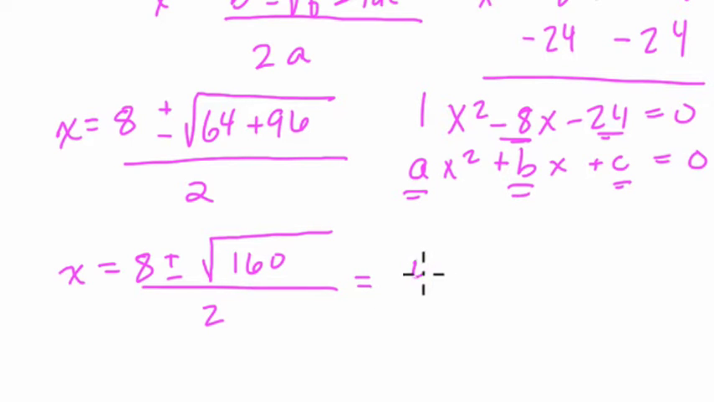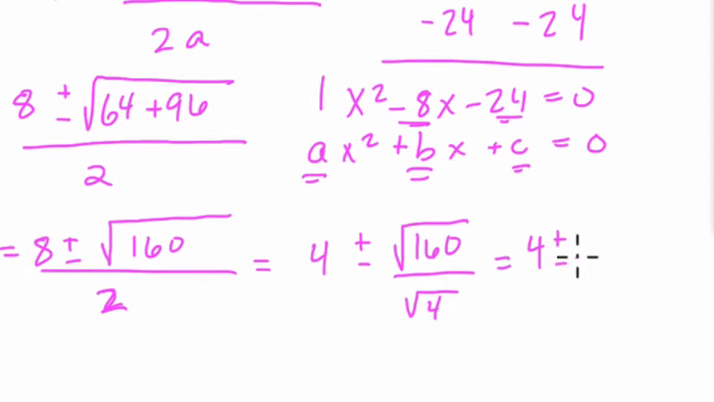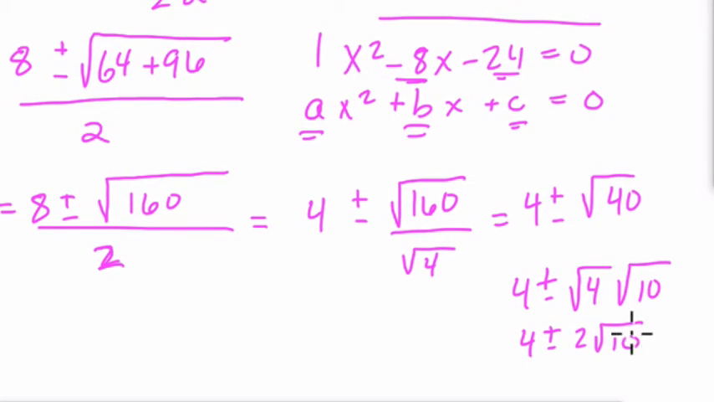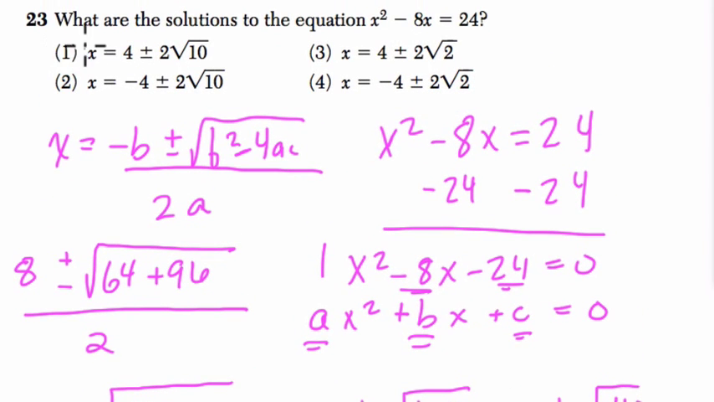And that's going to give us 4, because we're dividing by 2, plus or minus the square root of 160 over the square root of 4. All I did there was rewrite 2 as the square root of 4. This way I can directly divide. And we get 4 plus or minus the square root of 40. And you break down 40 into 4 times 10. So 4 plus or minus the square root of 4 times the square root of 10. Those are equivalent. And that's just 4 plus or minus 2 times the square root of 10. And that's our answer, which is choice 1.